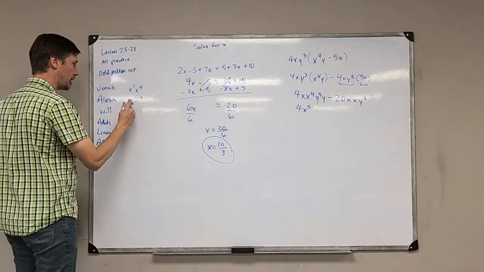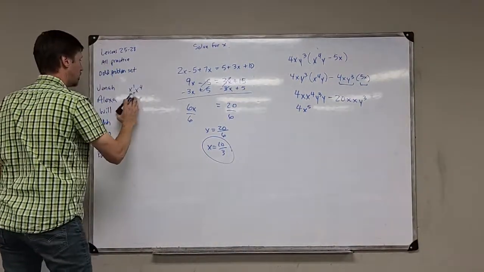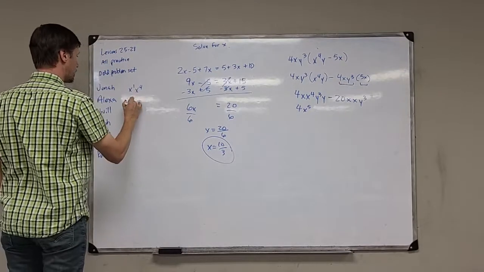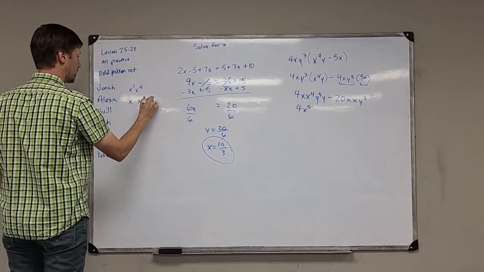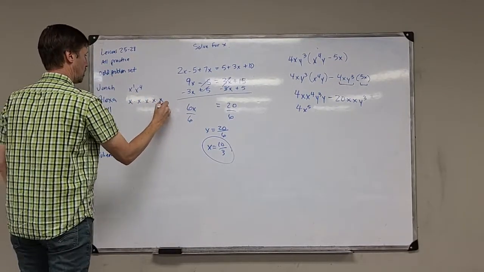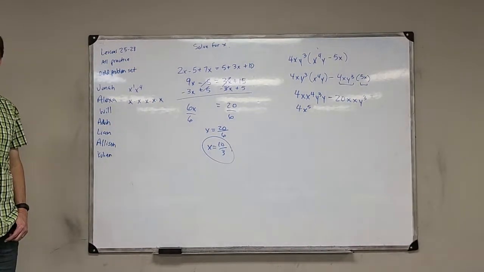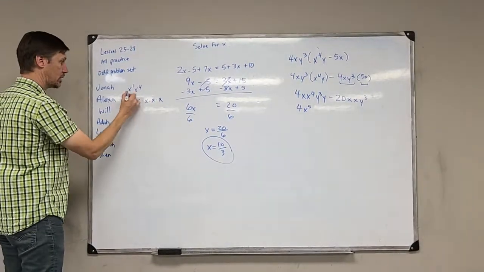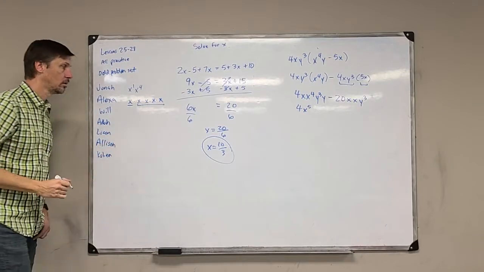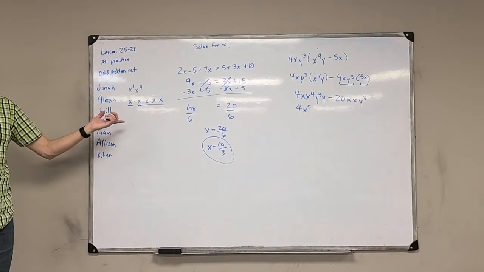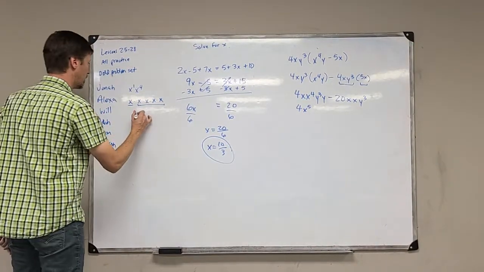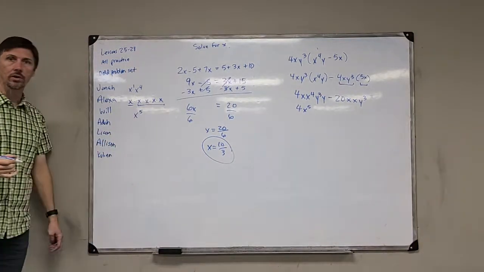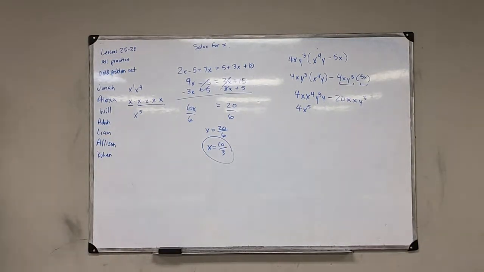Another way to think about that is this. I've got 1x times 4 x's. 1x, x to the 1, times 4 x's. So how many x's do I have in all? 5. I have 5 x's, right? That's really what's going on here. That's why you're adding the exponents together.